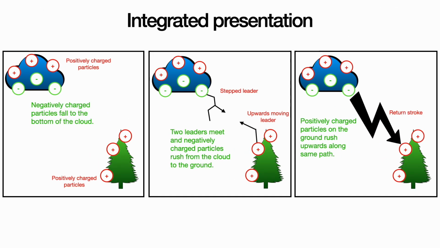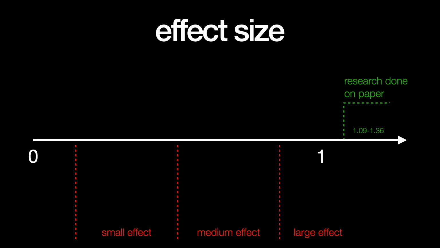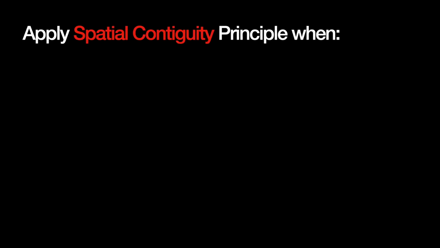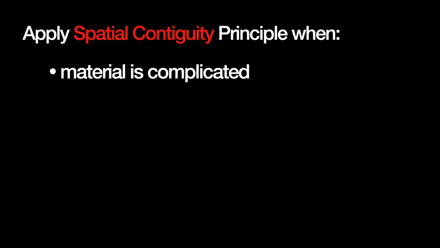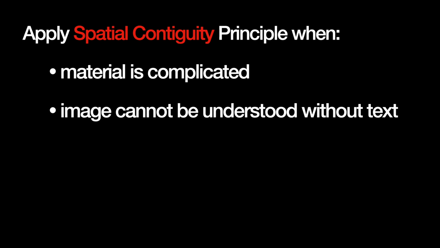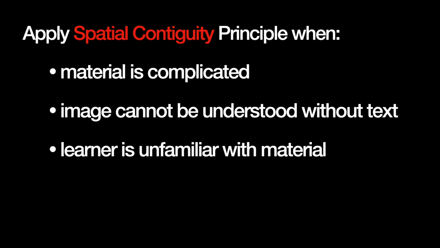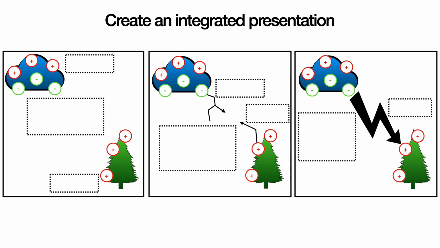Although this seems like a minor change, studies show that materials that follow the spatial contiguity principle yielded significant improvements in learning transfer. This is especially true if the material is complicated, the image cannot be understood without the text, or if the learner is unfamiliar with the material. Additional studies also show that learners benefit from being asked to create their own integrated presentations, for example by asking them to place descriptions to each step of the process they are learning about.